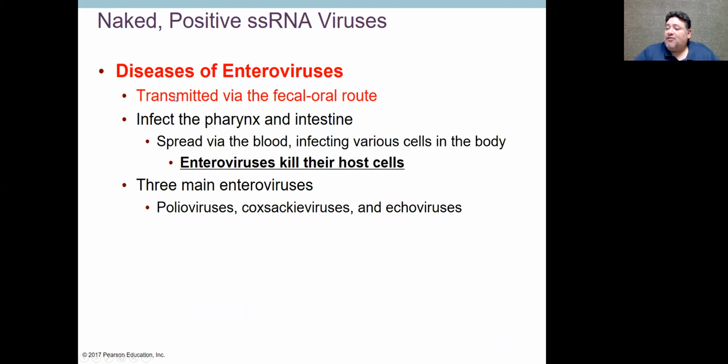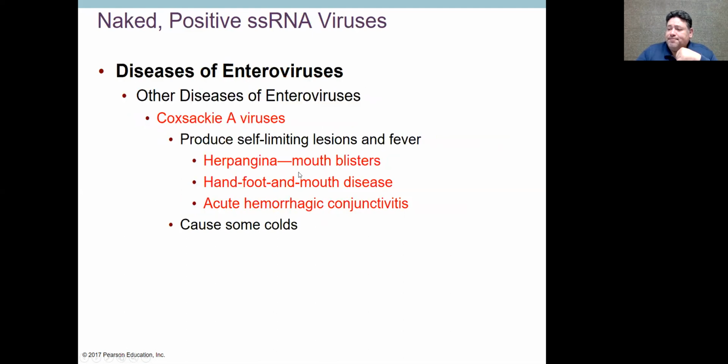Now we've moved from rhinoviruses to enteroviruses. One of the things that's important to know is that the name of the virus comes from the fact that it's transmitted via the fecal-oral route. It's also important to know that enteroviruses multiply inside the host until the host cell ruptures or lyses. Consequently, enteroviruses are known to kill their host as part of their reproductive cycle.